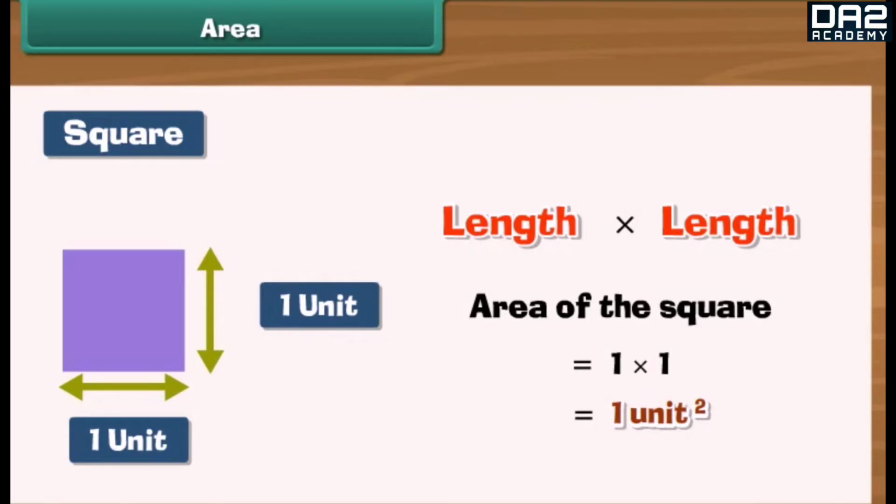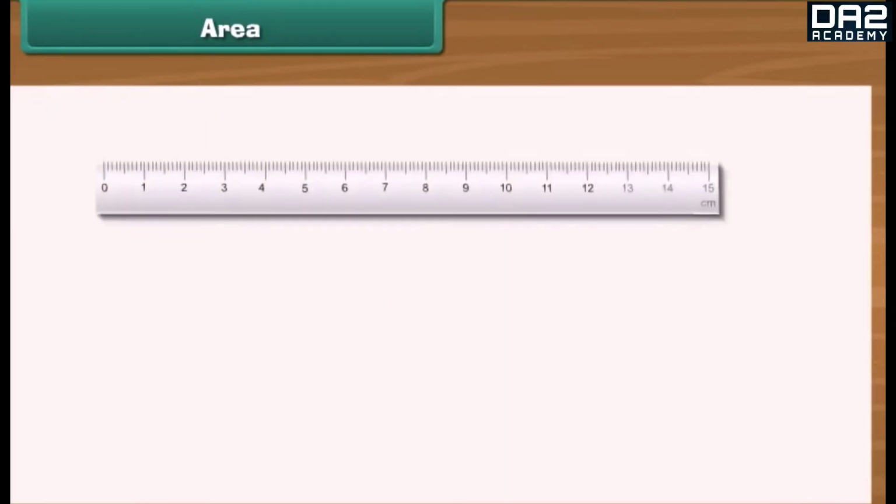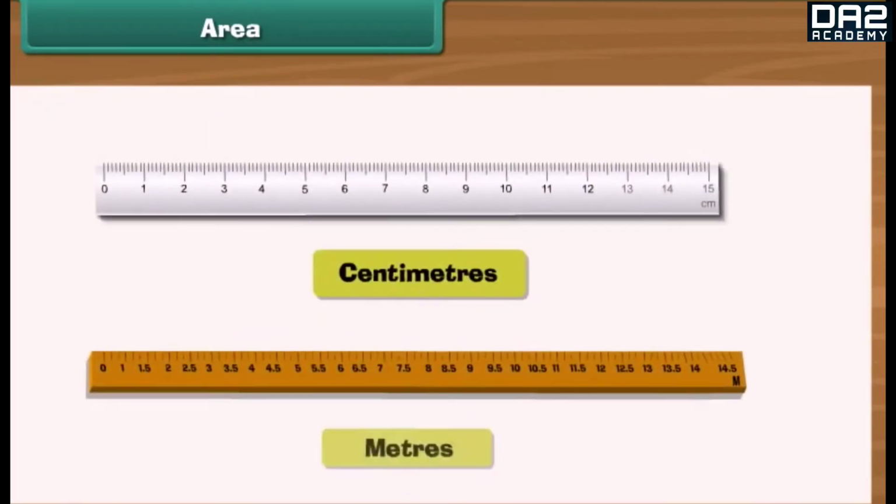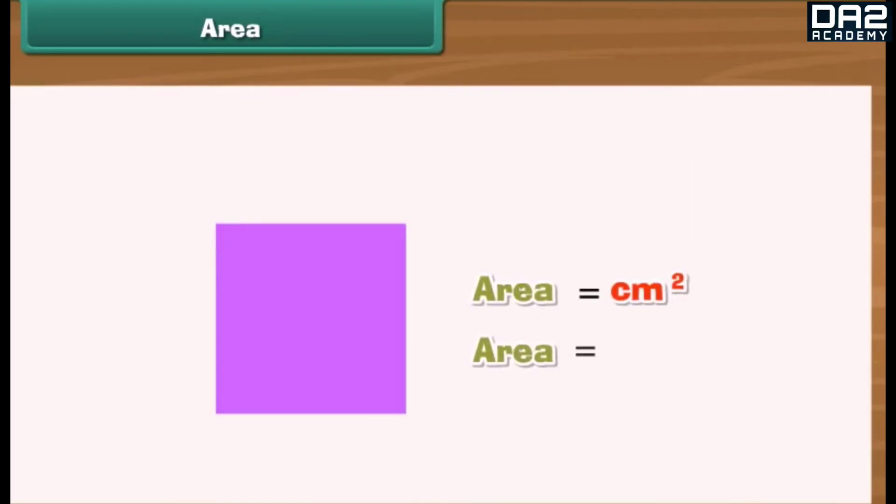Just as there is a unit of measurement of length, there is a unit of measurement of area as well. We measure lengths in centimeters or meters. Similarly, we measure areas in centimeter square or meter square.